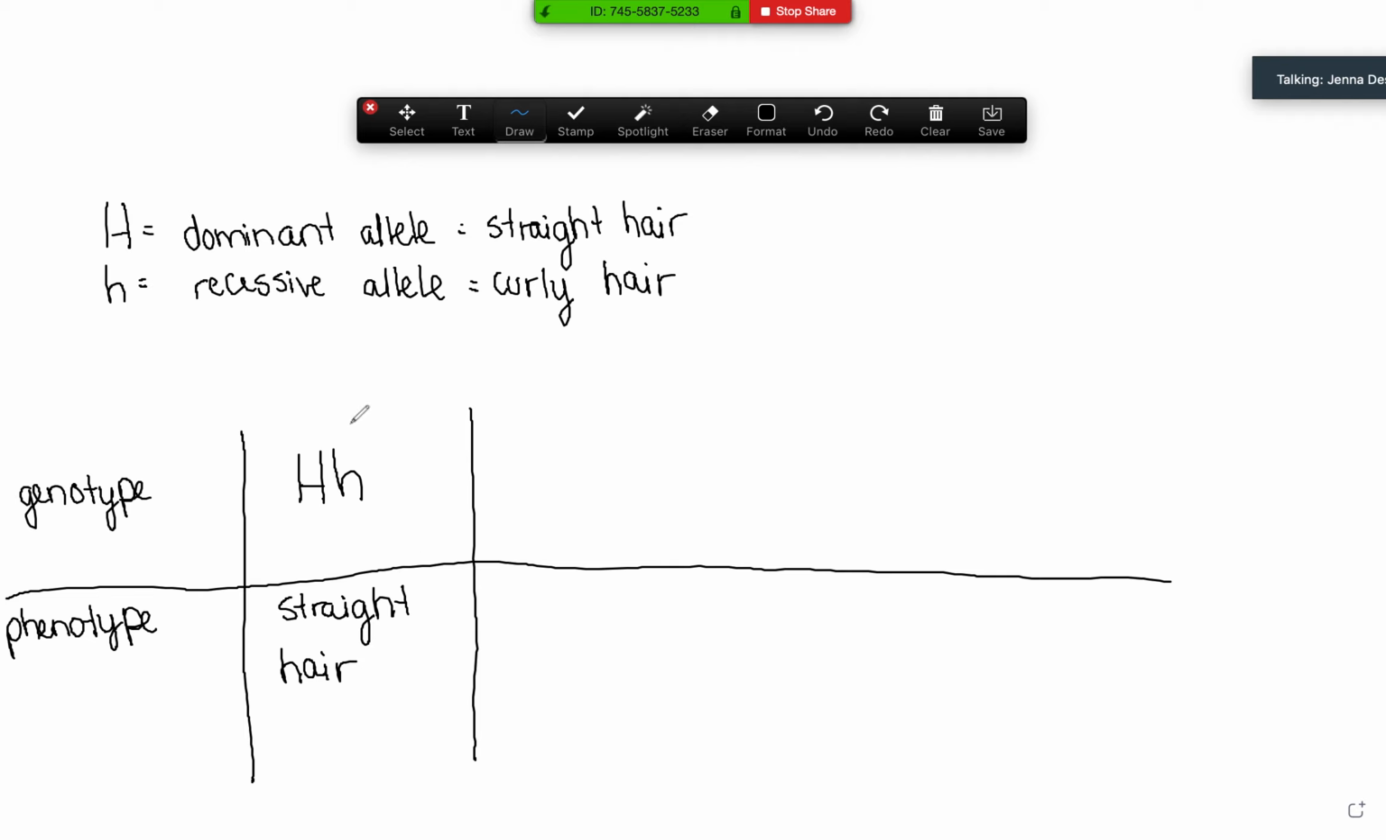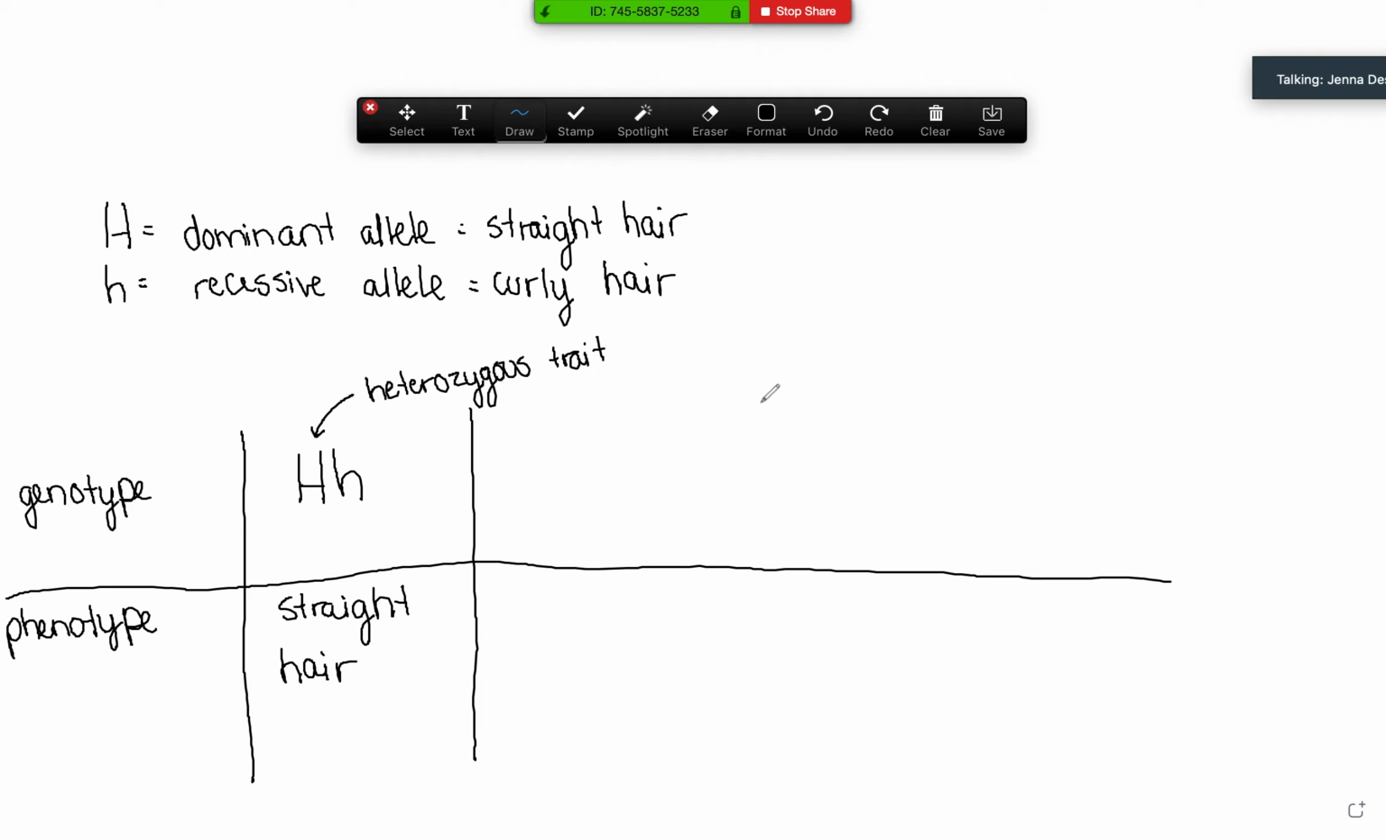Okay, so heterozygous traits have different combinations of alleles. Okay, I want to make sure I'm using the correct terms from your book. Okay, so having two different alleles, for example, this individual has an allele for straight hair and an allele for curly hair. This would be a hetero, which means different, zygous trait or individual. Okay, so having two different alleles in your genotype.